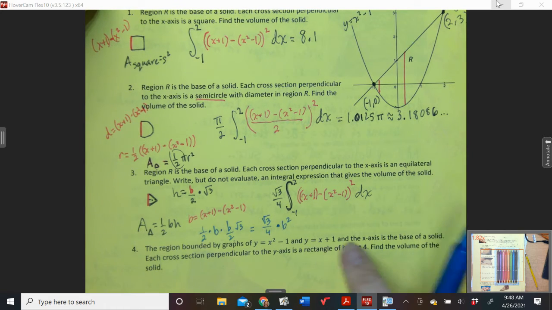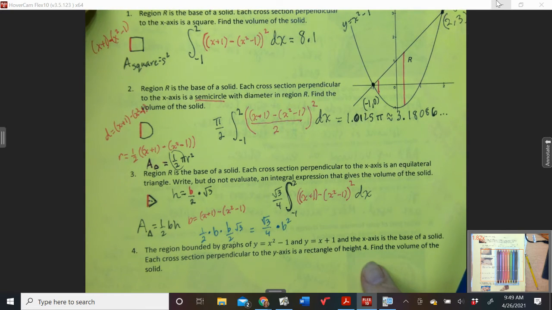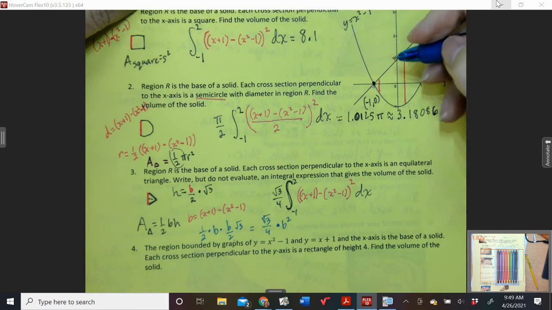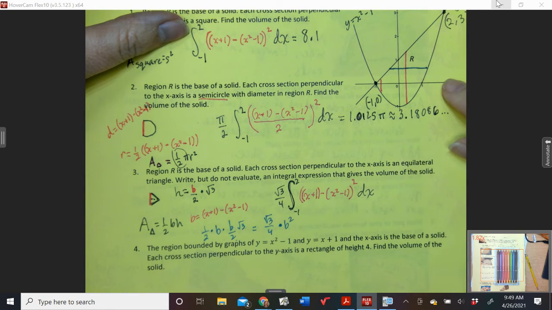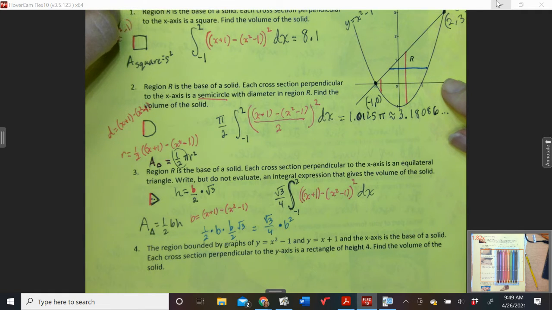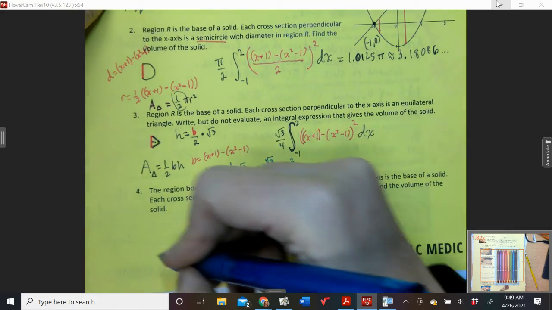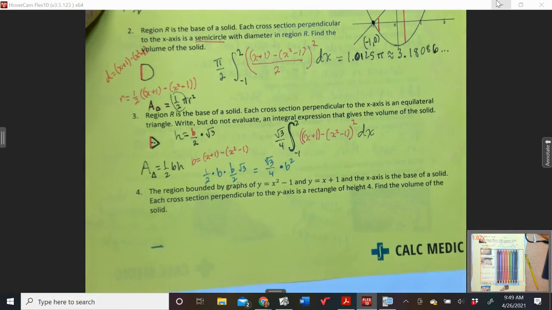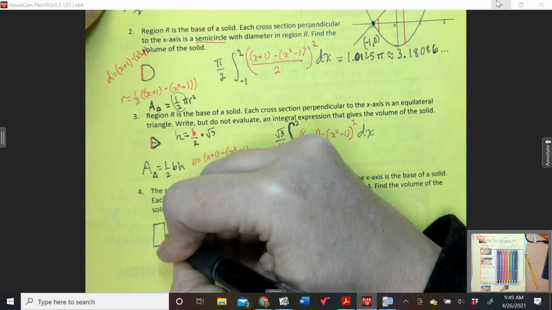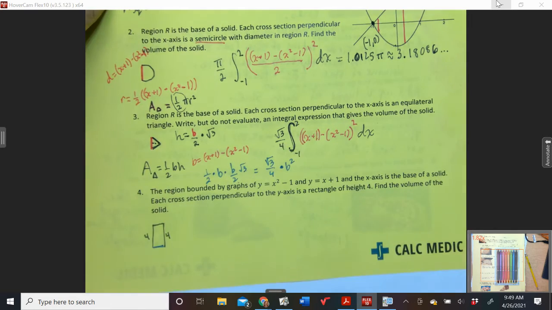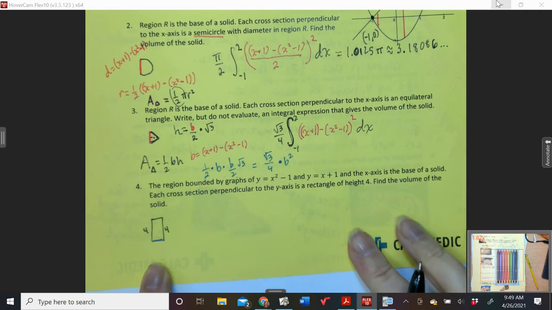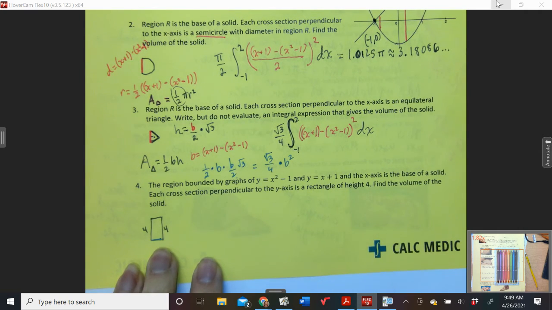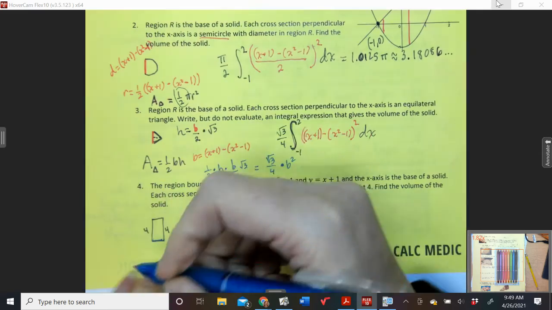Each region bounded by the same curves and the x-axis is the base of a solid. Each cross-section perpendicular to the y-axis is a rectangle of height 4. Find the volume of each solid. So now we're going this way, so we're going to be dealing with dy. So we have a rectangle, and this is 4. Now this may be skinny or tall. I drew it this wide way, the way that it was drawn on the answer key. If it was the other way, it doesn't matter.